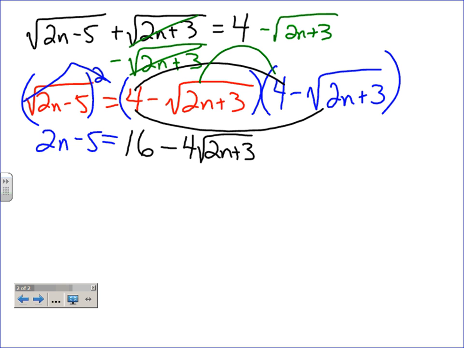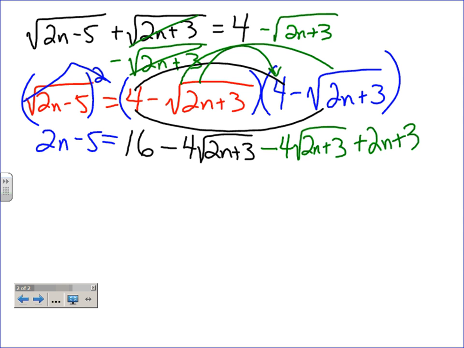Okay, now I have to take this times 4. And if they don't mess up the first one, they mess up the second one. It is a negative square root of 2n plus 3 times 4. So negative. And the last one is a negative times a negative, so that's okay, right? There's no big deal there. And so it's positive, and it's the square root of 2n plus 3 times itself, and so it's just the 2n plus 3. Once again, we started with how many radicals? 2. We're now down to, well, it looks like we still have 2, but in a second we won't.